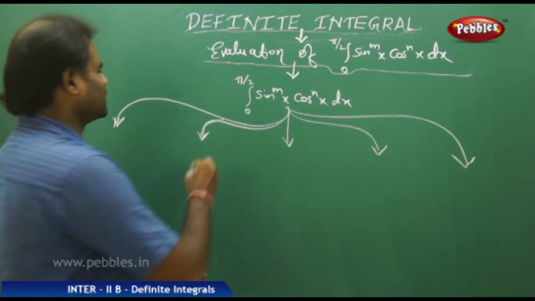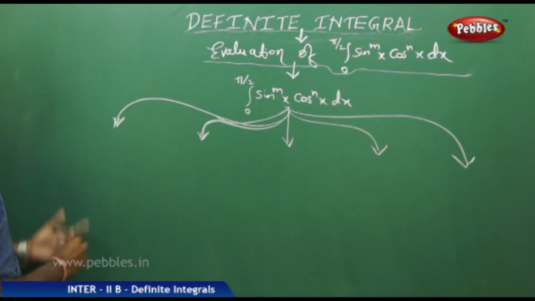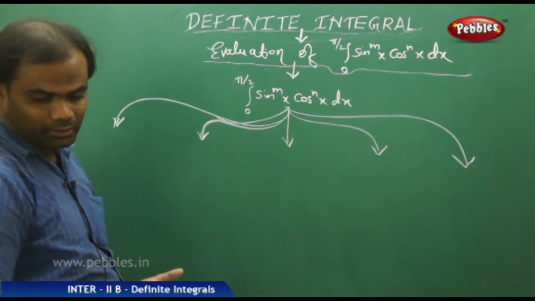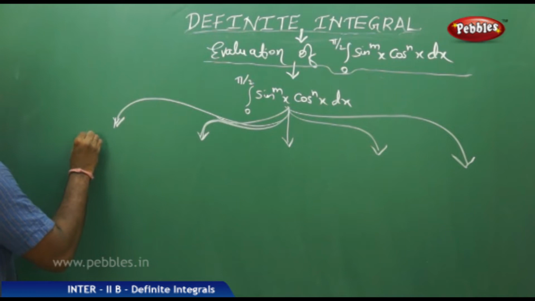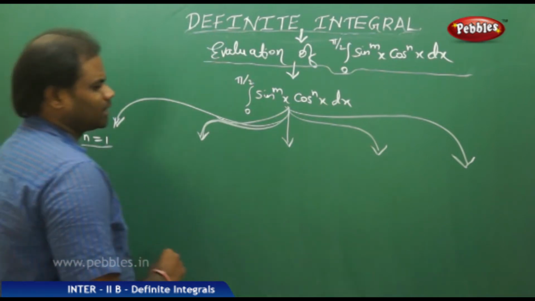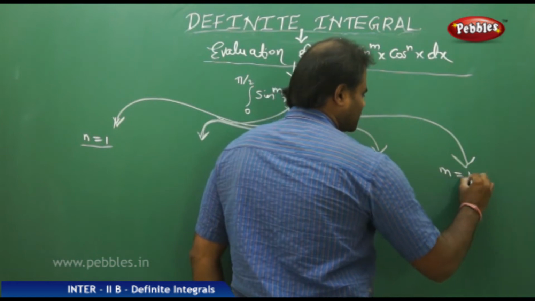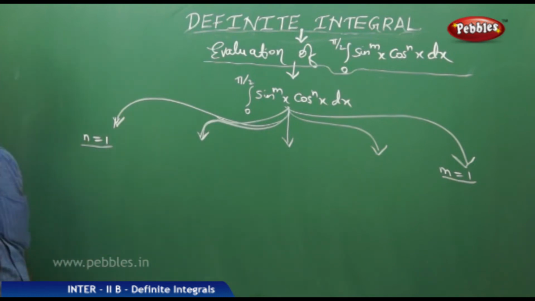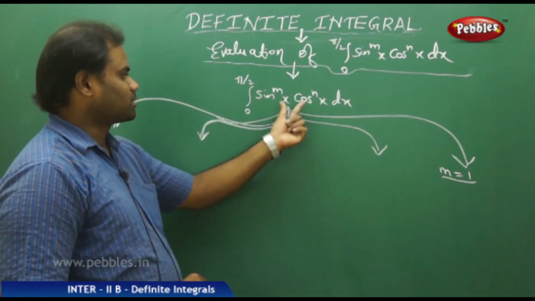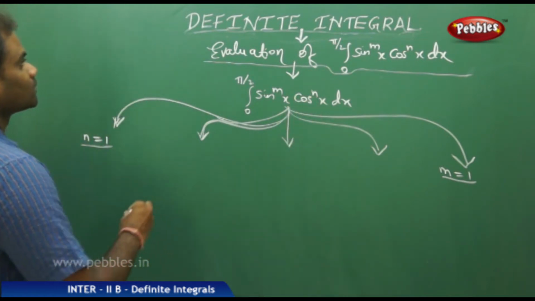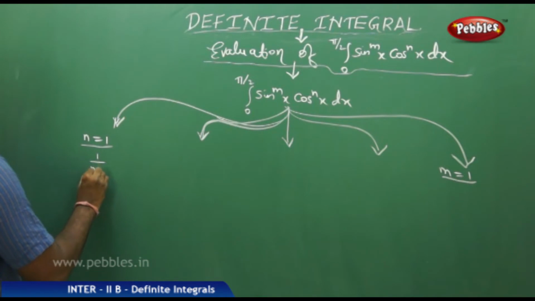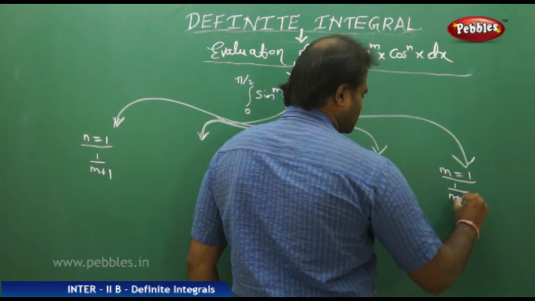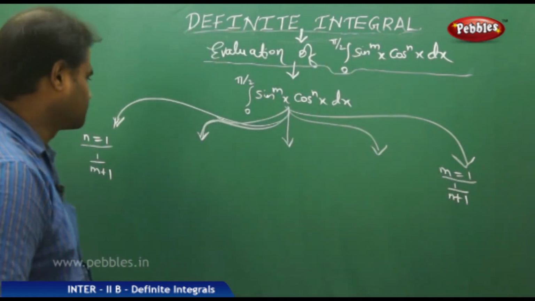As we see each of the cases, let's come initially with n even and n odd. That is, if n is equal to 1, and then I take here the condition m is equal to 1, then let's see what happens for n equal to 1. Integral 0 to pi by 2 sin power mx cos power nx when n is equal to 1 is 1 by m plus 1. And here this is 1 by n plus 1, which we get by the substitution method.